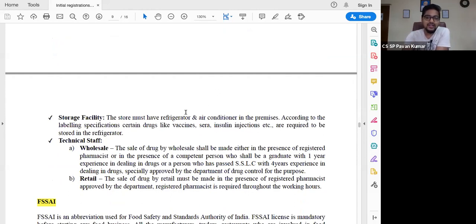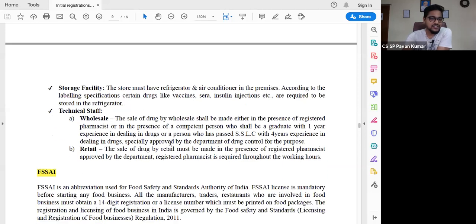A refrigerator, air conditioner. According to the labeling specification, certain drugs like vaccines, for example, in your house, there might be someone who's using insulin, which has to be refrigerated. Only in cold storage we have to keep. Okay, so certain specific drugs like vaccines, syringes, insulin injection, etc., are required to be stored in a refrigerator.